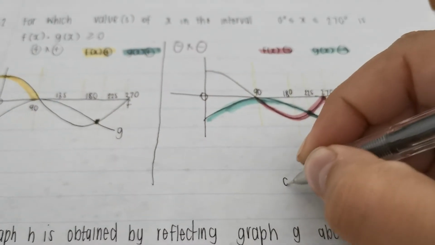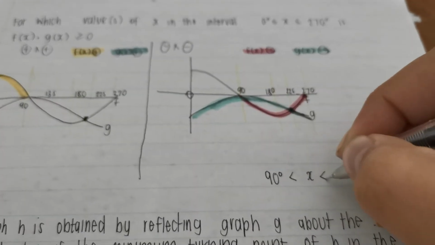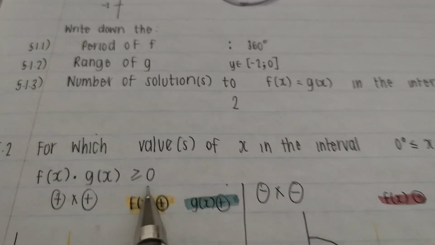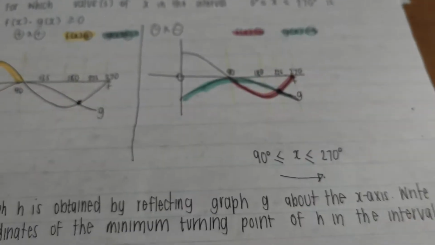So I just write down 90 degrees, x, 270 degrees. I go back. It wanted it with equal to. So equal to, and that's my answer.